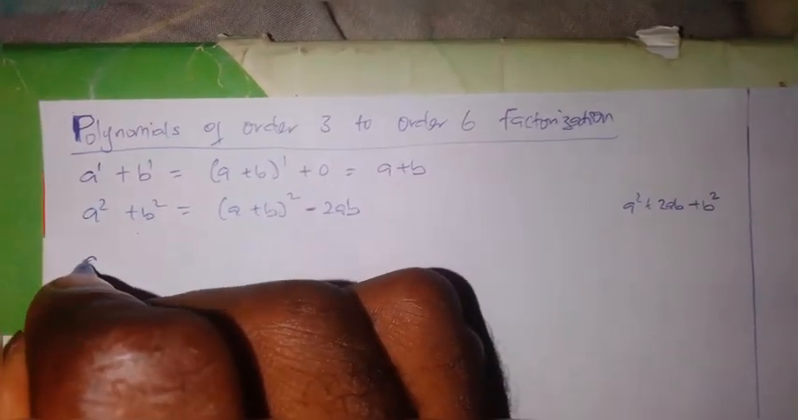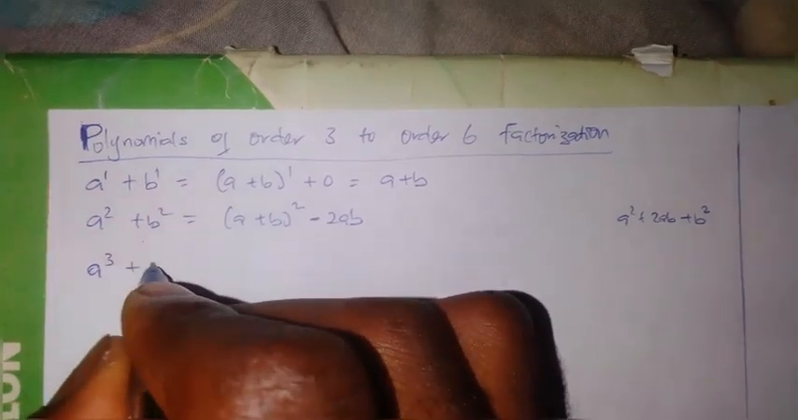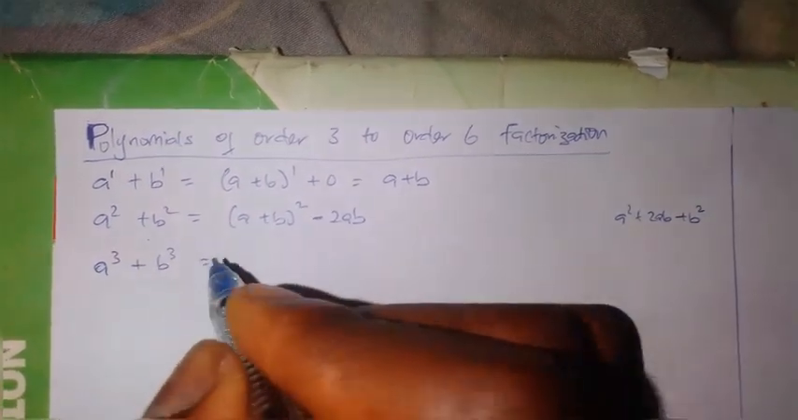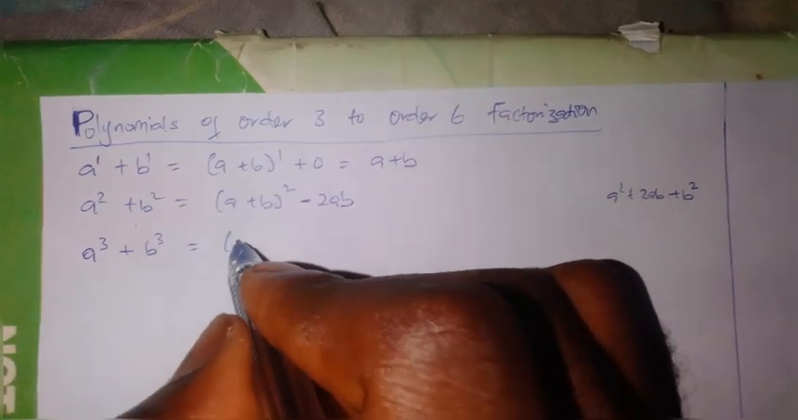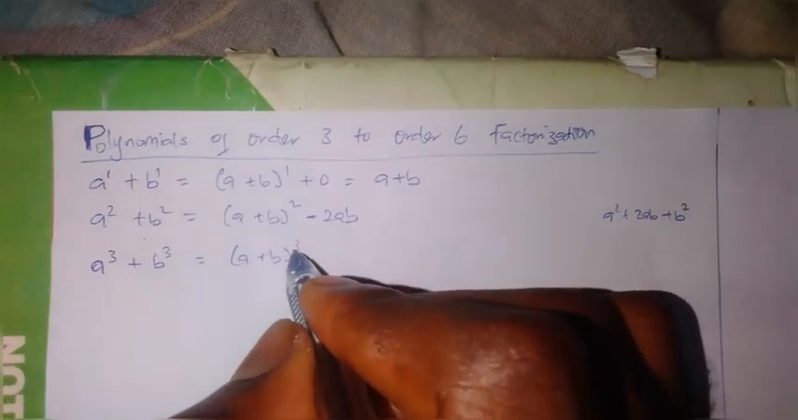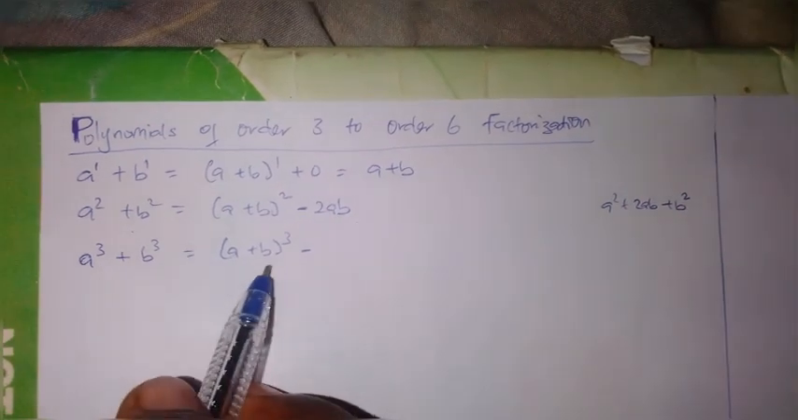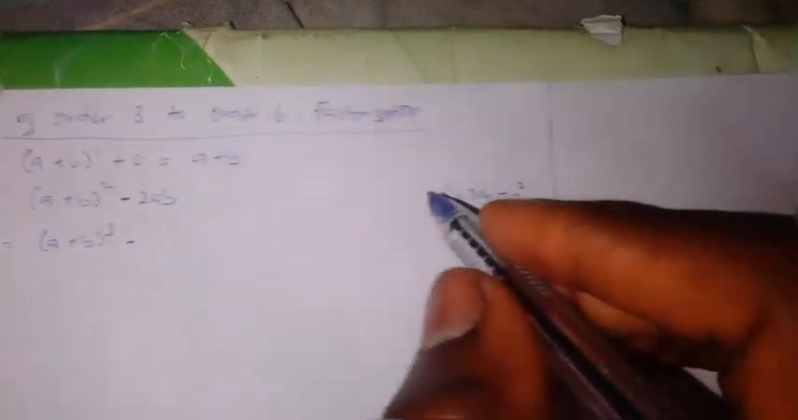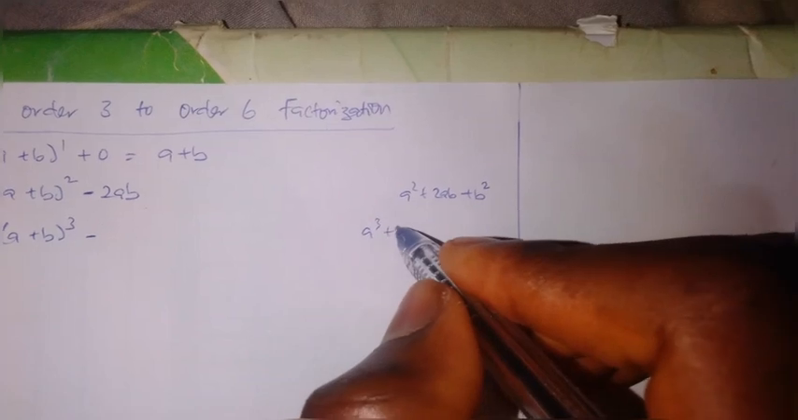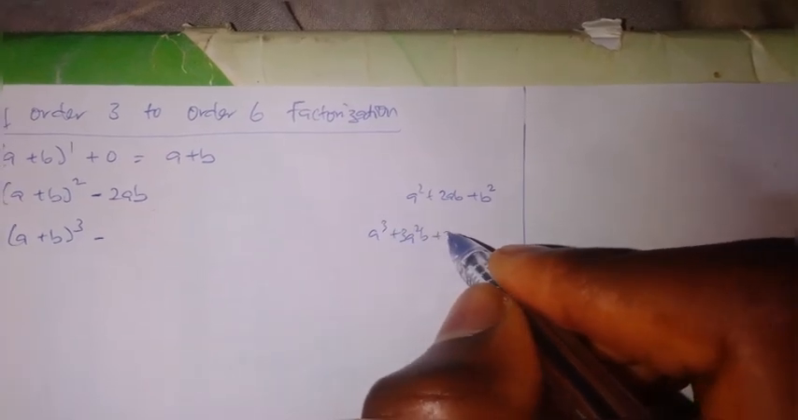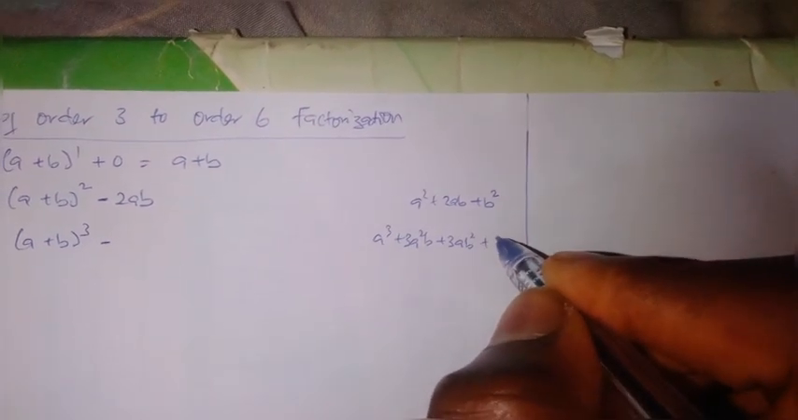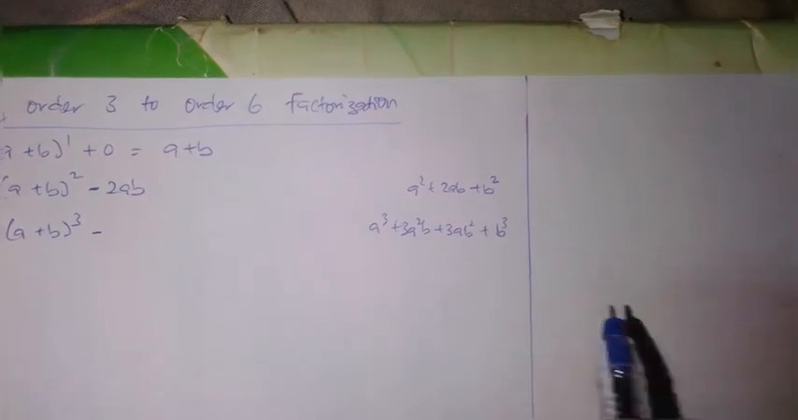Now, for a raised power 3 plus b raised power 3, this becomes a plus b all raised power 3 minus what? On expanding this, what will I have? I'll have it as a raised power 3 plus 3a squared b plus 3ab squared plus b cubed, using Pascal triangle.